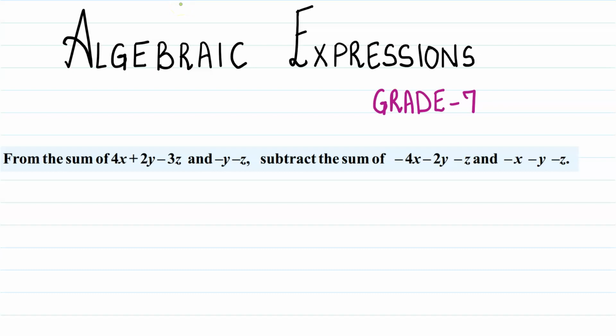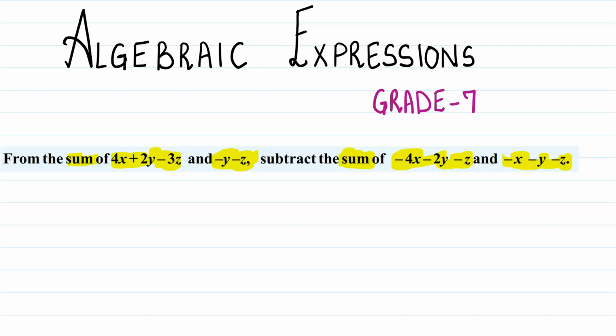So today in this video we will be solving this problem from grade 7 mathematics. So let's start. The problem says from the sum of this expression and this expression, subtract the sum of this expression and this expression. So what do we need to do? We need to first add these.